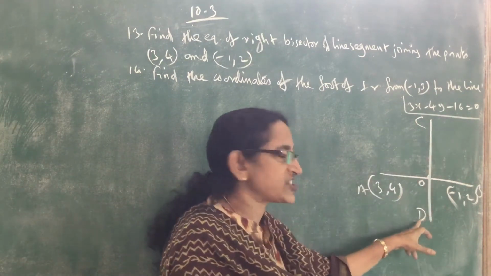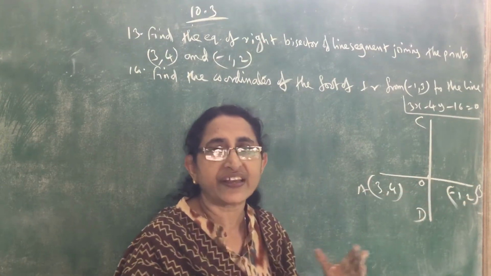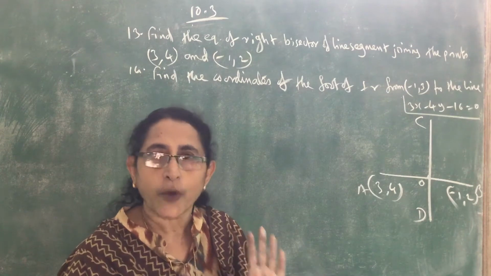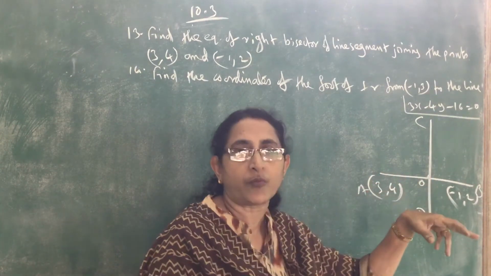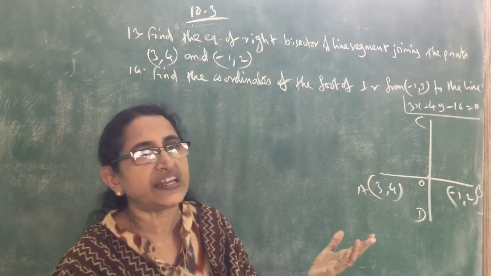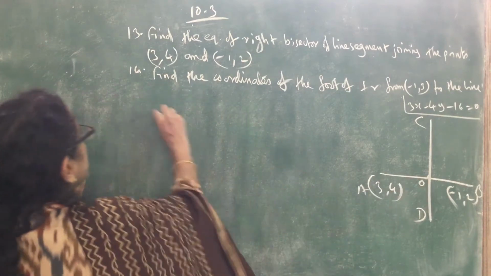To find the equation of CD, first we can find the slope of AB. Using that we can find the slope of CD. So we get the slope of CD. Then one point, O, we can find using the midpoint formula. After that we can find the equation of CD using the point-slope form.